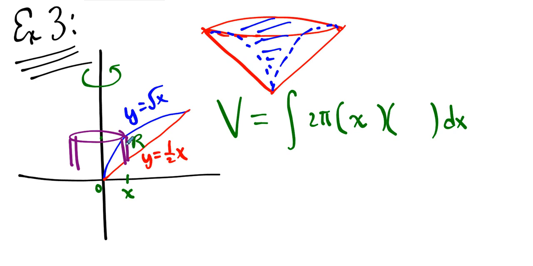The height of the paper towel roll appears to be the difference between the blue function and the red function. And then the thickness is dx. From where to where? Well, we'd need to know where these two curves cross, and I don't think I'm talking out of school if I say that that interval runs from 0 to 4.